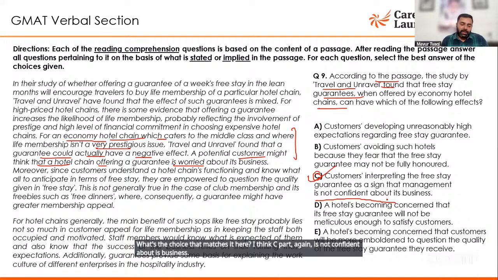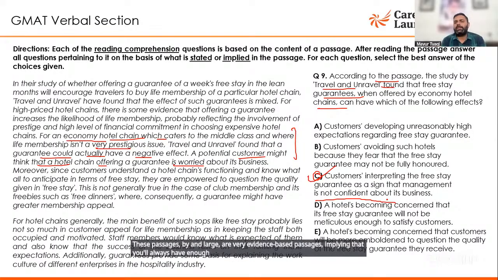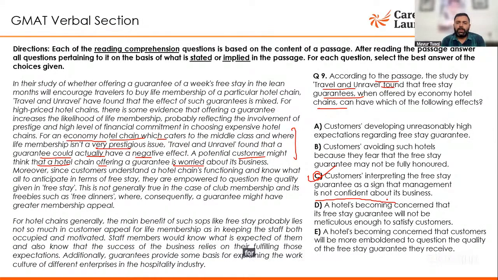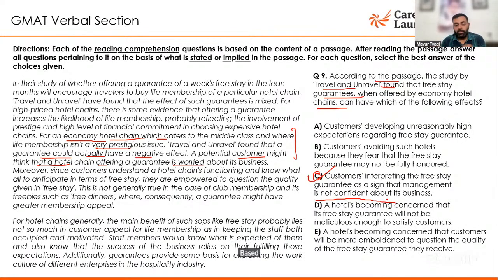So the idea here is that you'll find that these passages by and large are very evidence-based passages, implying that you'll always have enough evidence for you to select a particular choice which is directly supported. So never get creative, do not go beyond the passage, always select an answer choice based on the evidence that you have.